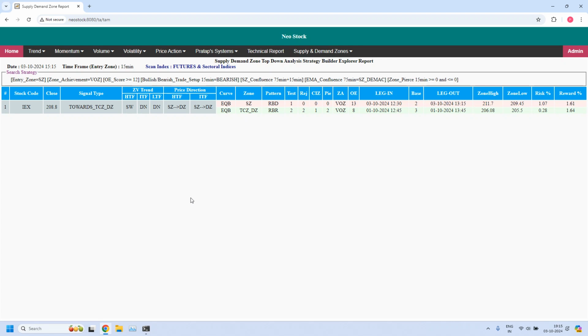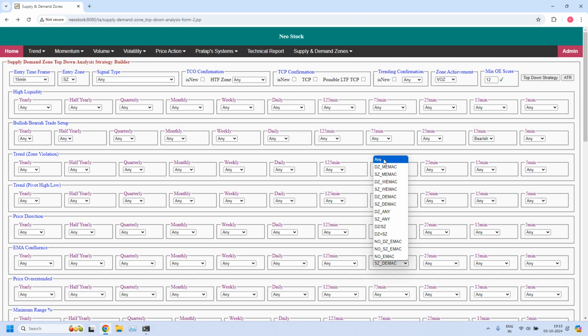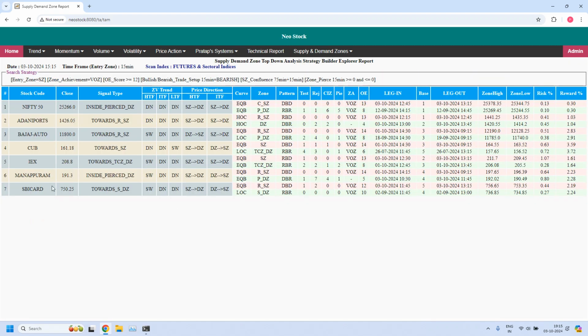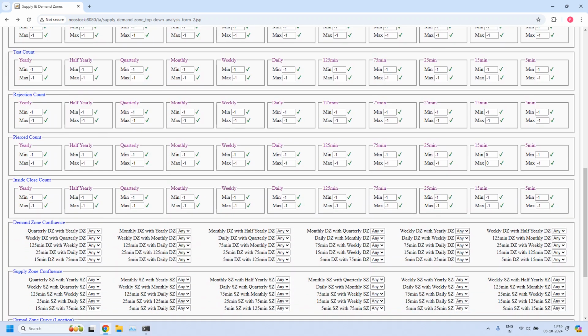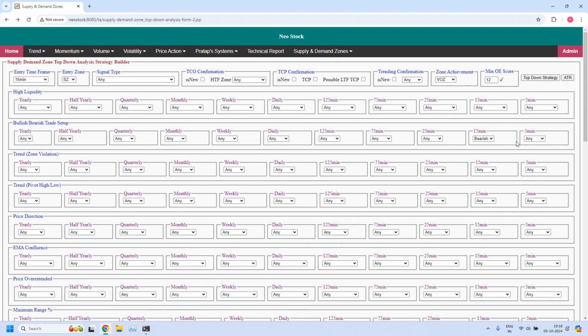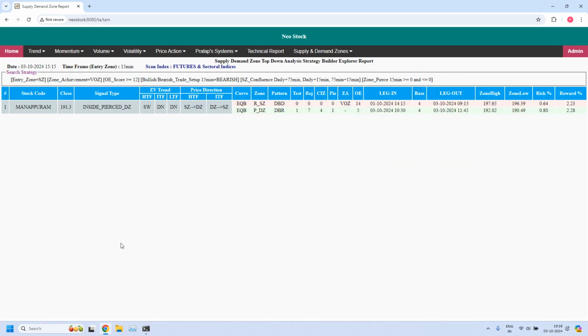Okay. So next one is LTF, ITF, HTF confluence. So first I need to remove this EMA filter. Without EMA, earlier we got 7 stocks, right? Let's verify. Yeah, 7. Out of these 7, we should look for LTF, ITF, HTF confluence. In the supply zone confluence, already 15-minute supply zone with 75-minute supply zone is enabled. Now I am enabling 15-minute supply zone with daily supply zone confluence, and also 75-minute supply zone with daily supply zone confluence. With all the 3 filters, LTF, ITF, HTF confluence, we got only 1 stock.